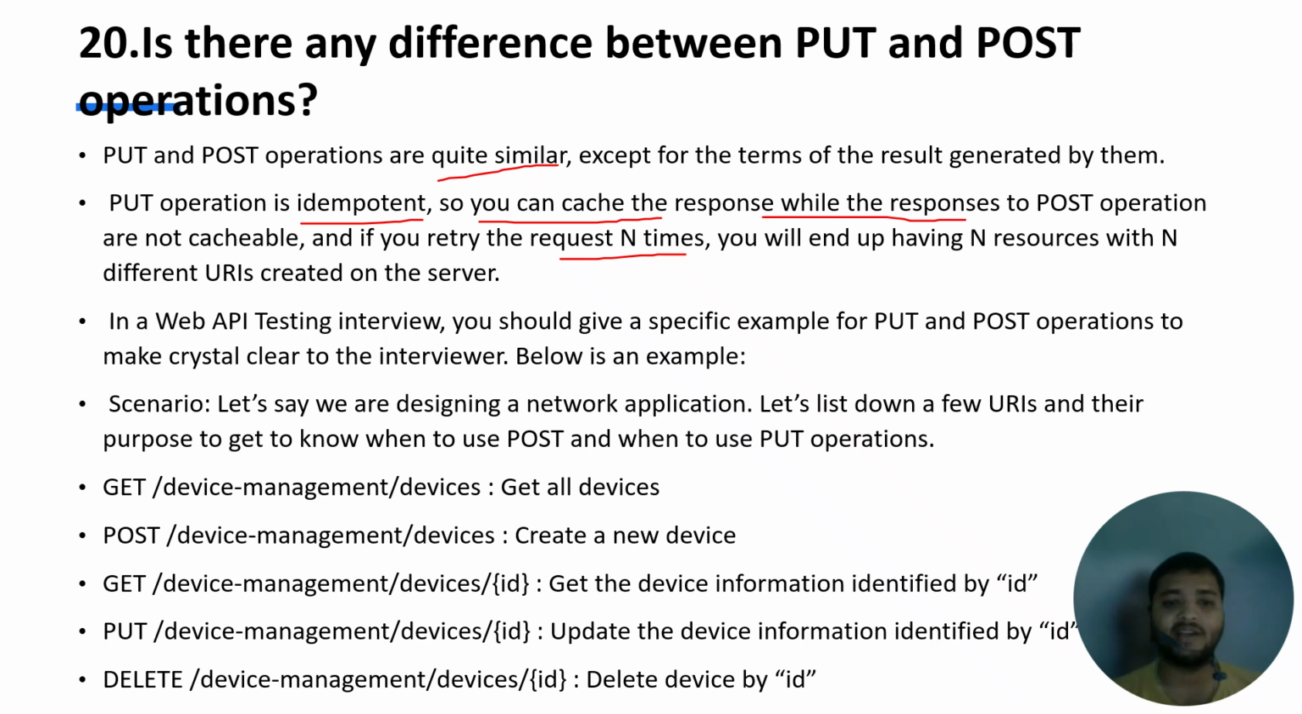Scenario: let's say we are designing a network application. Let's list down a few URIs and their purpose to know when to use POST and when to use PUT operation. GET: get all the devices. POST: create a new device. GET: get device information, identified by ID. PUT: update the device information by the ID. DELETE: delete the device by ID.